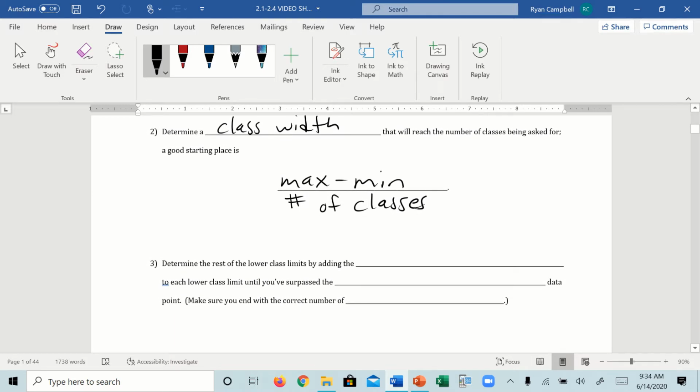And then number 3, determine the rest of the lower class limits. So the third one, you determine the rest of the lower class limits by adding the class width to each lower class limit until you've surpassed the maximum data value. And make sure you end with the correct number of classes.